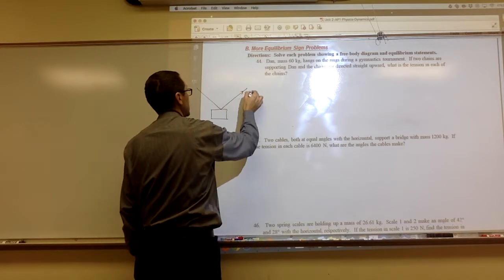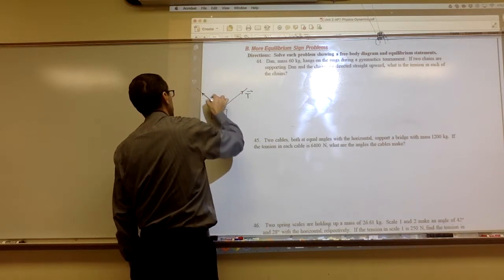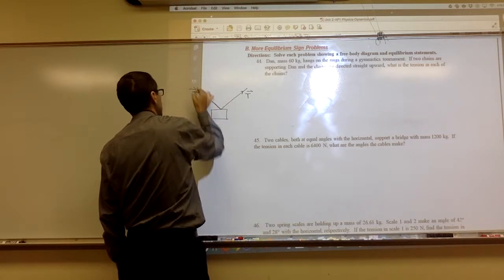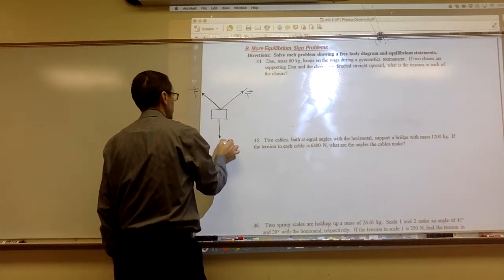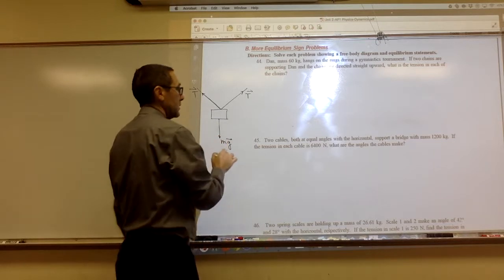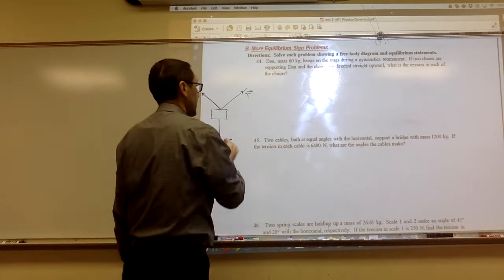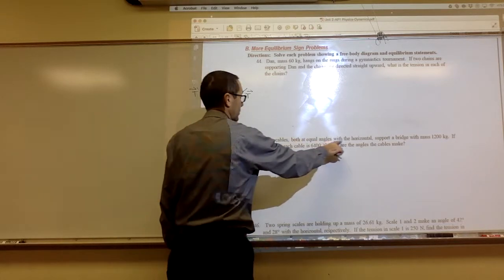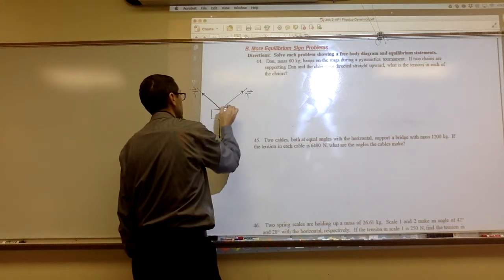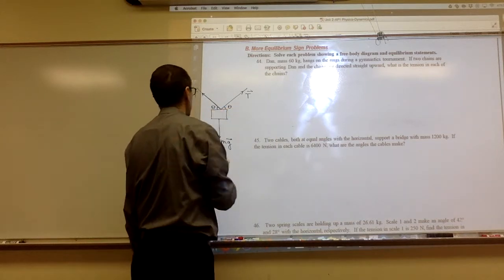All right. So here's the tension. Here's the same tension. So that's why I don't put subscripts. And here is the mg for the bridge. I think I'm going to make both equal with the horizontal. So I'm going to stick with the horizontals. Here is theta, and here is another theta.